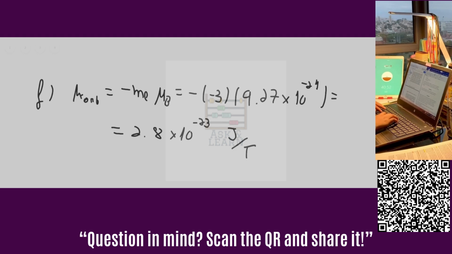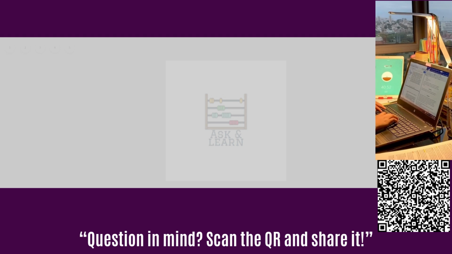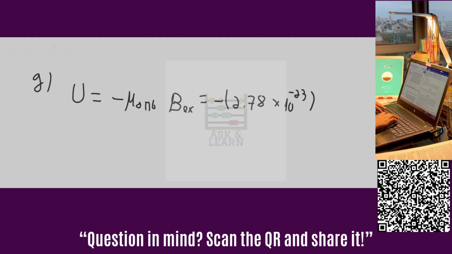For part G, we want to know the potential energy associated with the orbital angular momentum. So we have G, U is equal to minus mu orbital B external, and this is minus 2.78 times 10 to the minus 23 times 35 times 10 to the minus 3, and this gives us a potential energy of 9.7 times 10 to the minus 25 joules.